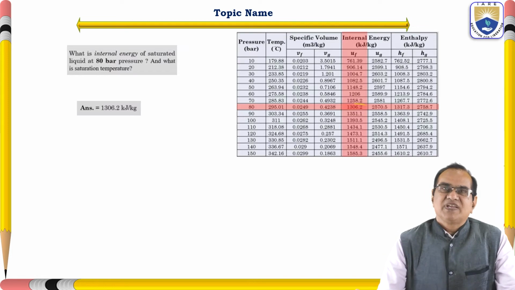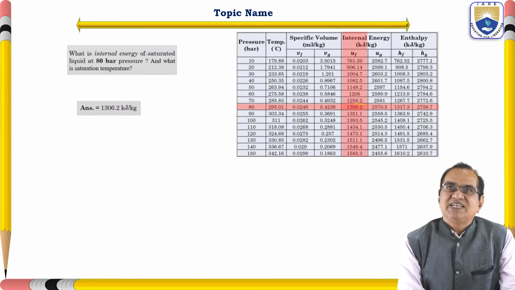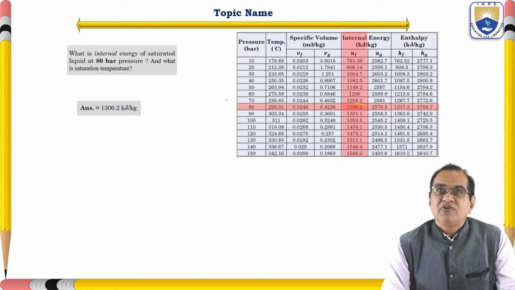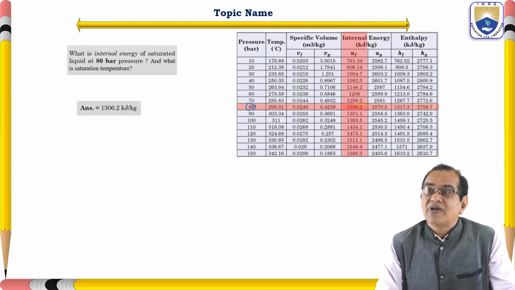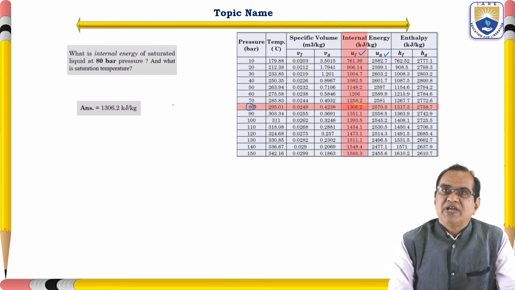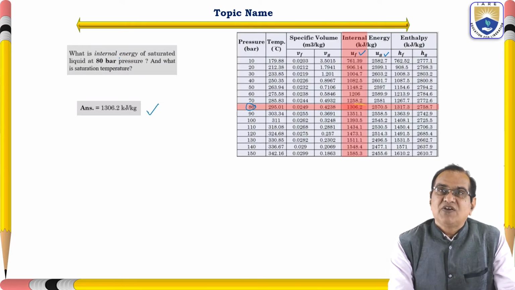Now, a small practice session is here. What is the internal energy of saturated liquid at 80 bar pressure, and what is the saturation temperature? So we have to find out the internal energy at 80 bar, the saturation internal energy of the saturated liquid. Here you can see this is the liquid and this is the vapor. In this we find that it is 1303.2 kilojoule per kg. So this is one question which we have done.